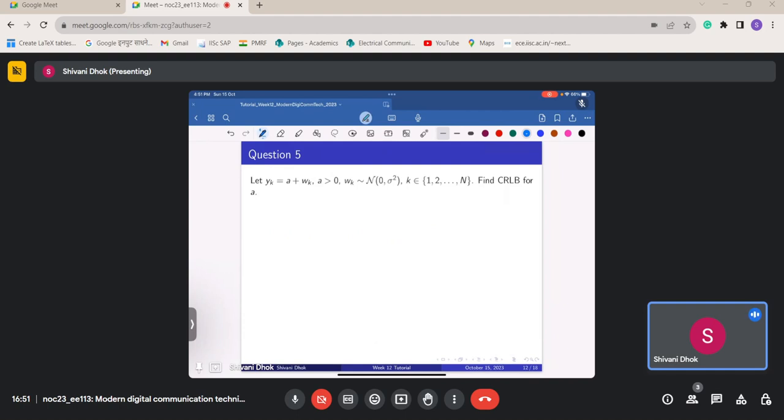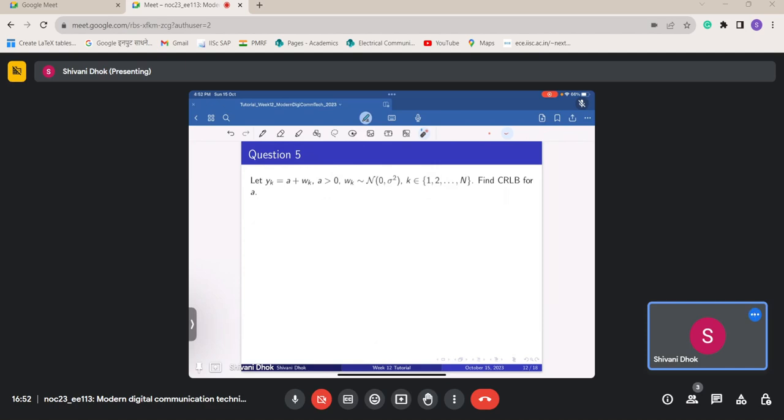So what we have here is y_k equals A plus w_k, and the w_k's are IID Gaussian with zero mean and variance sigma squared, k running from 1 to capital N. Now we have to find the Cramer Rao lower bound for A. This is the same setup which we used in the previous question. In that question we had to find the ML estimate. However, in this question you need to find the Cramer Rao bound.